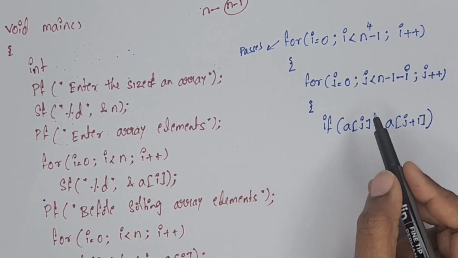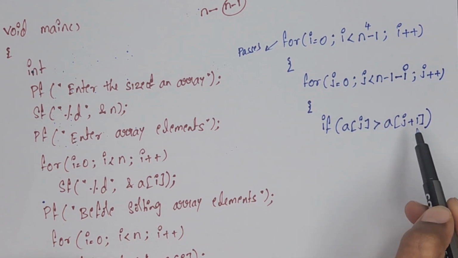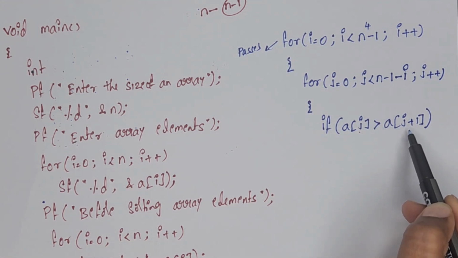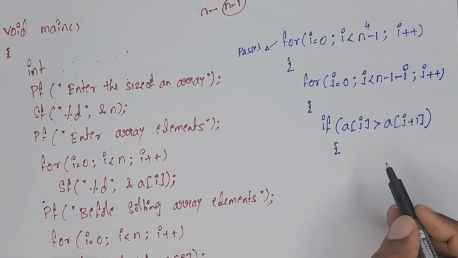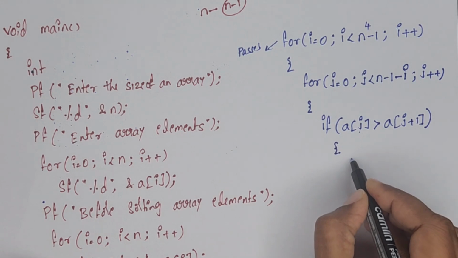If a of j, initially what is j value? 0. A of j means 0th element. J plus 1 means first element. A of 0th element, if at all it is greater than first element, then we have to swap. Swapping means with the help of a temporary variable we can easily swap. Without temporary also we can write, but with temporary it is very simple.